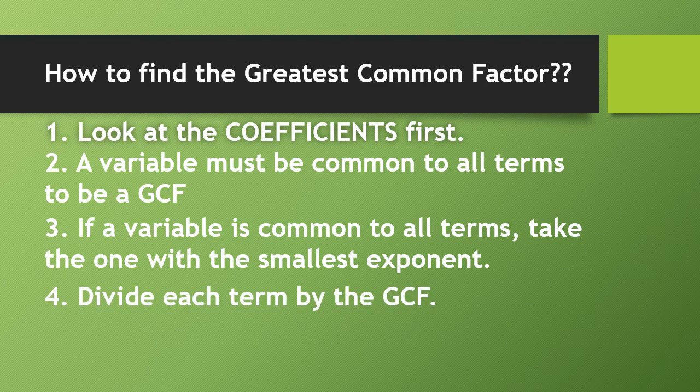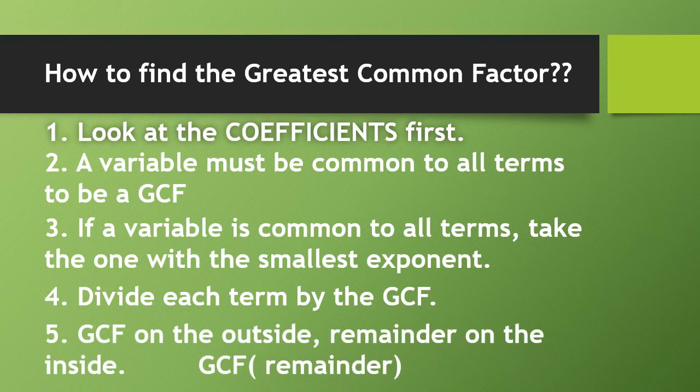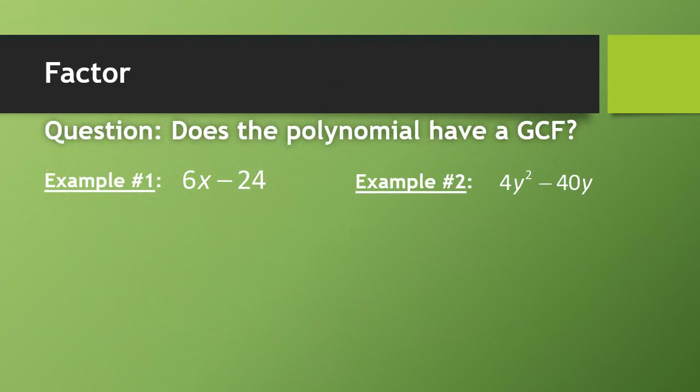We're going to divide each term by the greatest common factor, and then we're going to rewrite that. The greatest common factor goes right here on the outside. Don't know how to get back to that previous screen. Nope, that didn't work either. So anyway, the greatest common factor always goes on the outside. I'll write that step out here. The greatest common factor goes right here, and then what's left of the polynomial after we take out the greatest common factor will go right here.